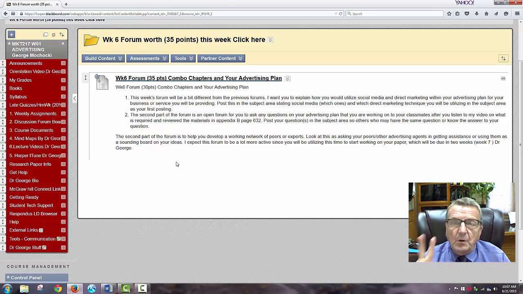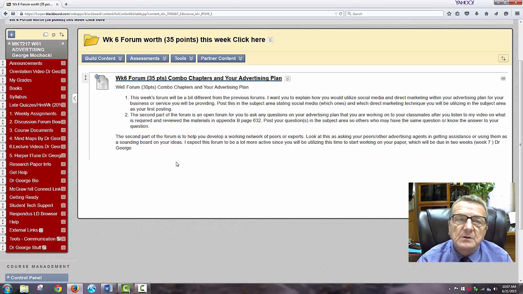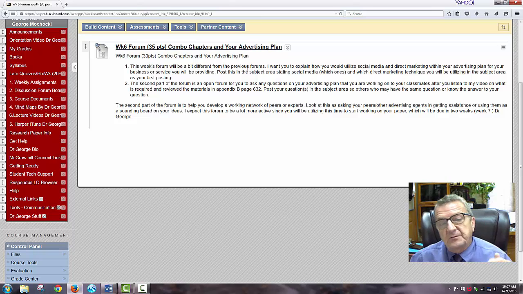The first, the forms are broken up into 2 parts. Remember, it's worth 35 points. I added extra points in here because it's going to be very intense, hopefully a very creative form. So this week's form, I'm just going to read it outright. Let me just bring it in here. This week's form will be a bit different from previous forms.